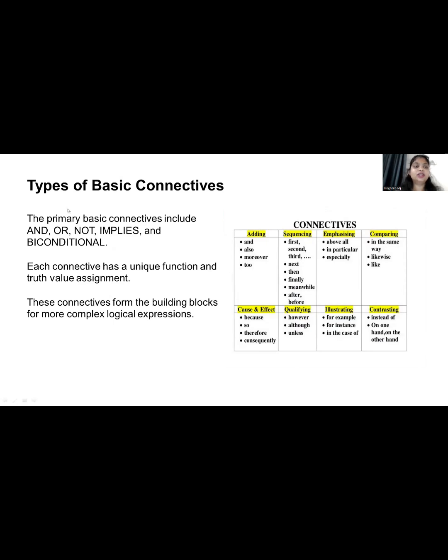Types of basic connectives. The primary basic connectives include and, or, not, implies, and biconditional. Each connective has a unique function and truth value assignment. These connectives form the building blocks for more complex logical expressions. And the connectives are adding, sequencing, emphasizing, comparing, cause and effect, qualifying, illustrating, constructing.